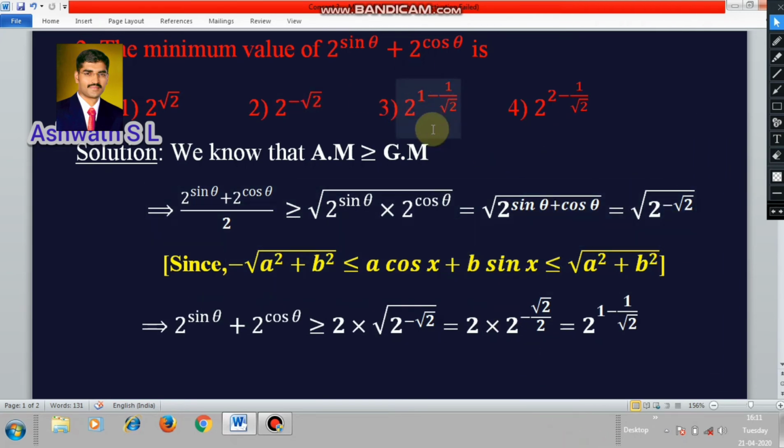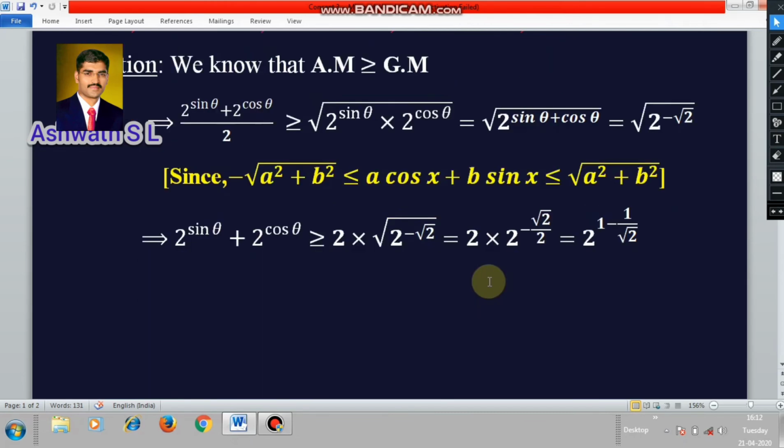So here we are using a few more results, not only the relation between arithmetic mean and geometric mean, but also the minimum value of a cos x plus b sin x. Okay, it will be a very useful result. In most of the problems, this result will be useful.